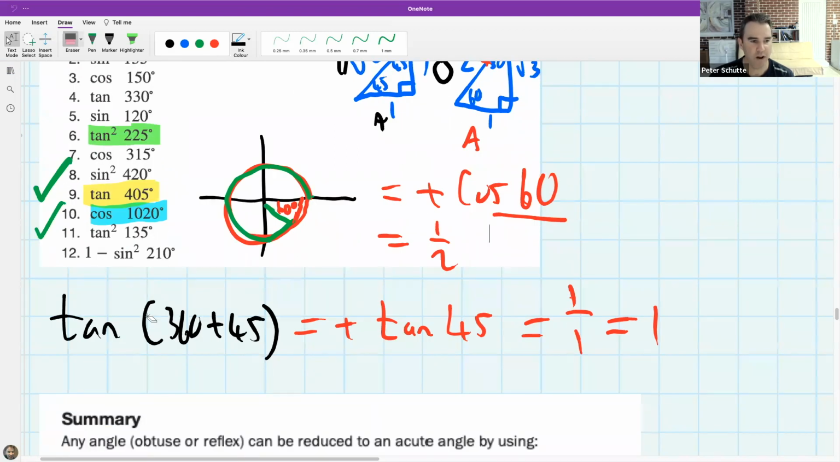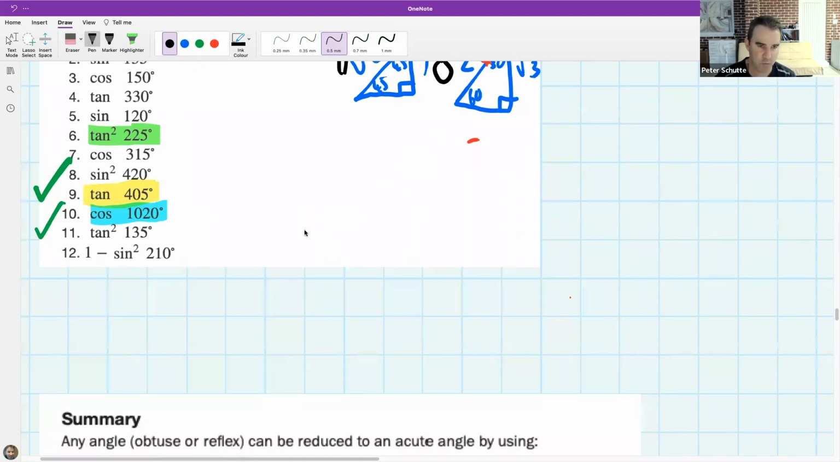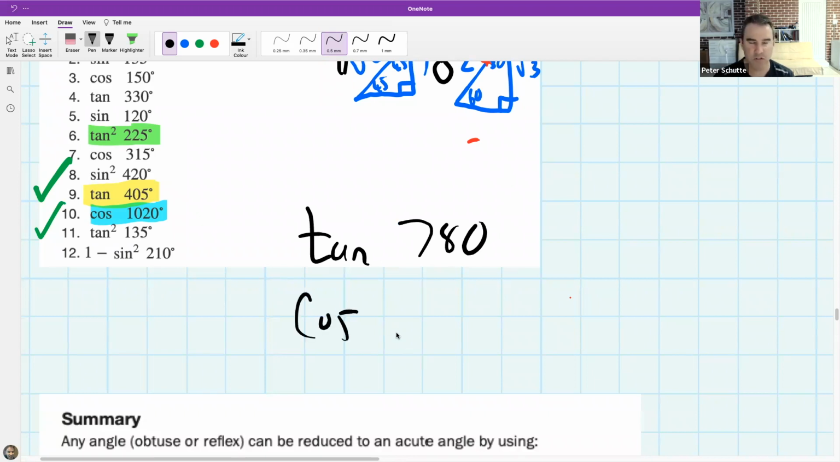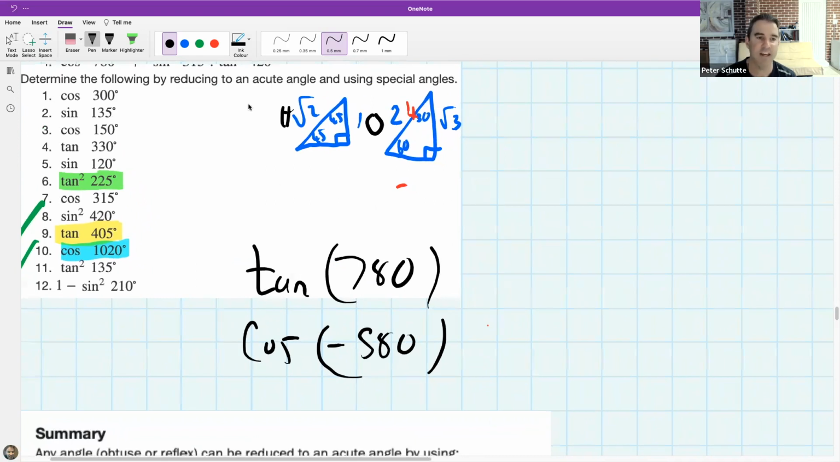Okay, we've not quite mastered this yet, so let's do another one. Let me make up something for you guys to practice. If I say to you, what is the tan of 780, and what is the cos of minus 580? I want you to evaluate those two angles, and I'll leave the special triangle up here for you.